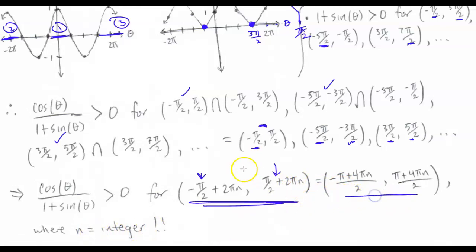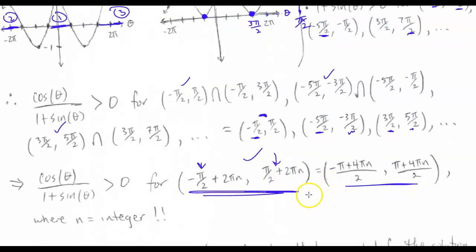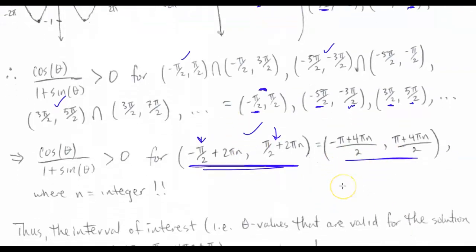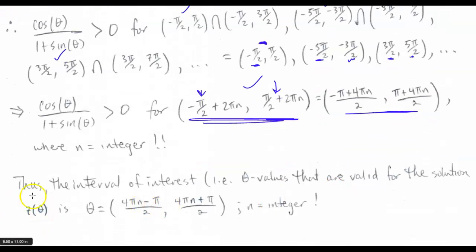And this is just the same thing, but I just wrote it in a way where you can quickly plug in values of n and quickly see what the next interval would be. So that was the way I knew in working this problem, once I got to that, what that interval would be. And of course, just to finish it out, thus the interval of interest for the theta values that are valid for the solution z of theta is just going to be this interval here.